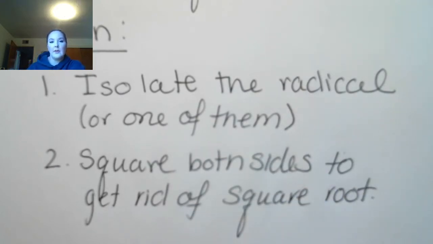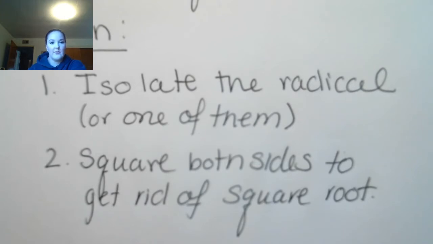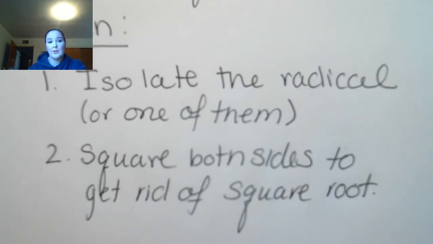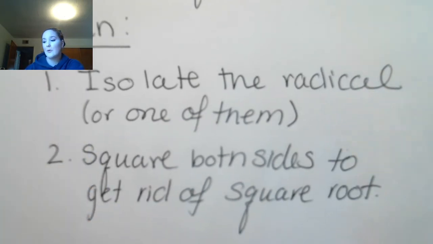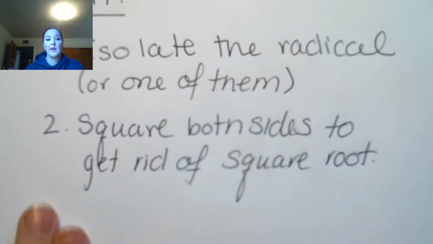Now, this should seem familiar to you because this is what we were doing with the other types of radical equations, like when we had cube roots and fourth roots. This is the process that we were doing: isolate the radical and then use the appropriate power. Because we're talking about square roots here, squaring is the power that we would use.